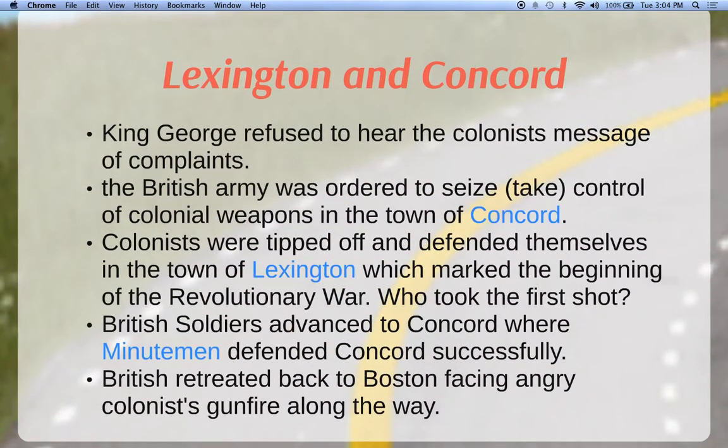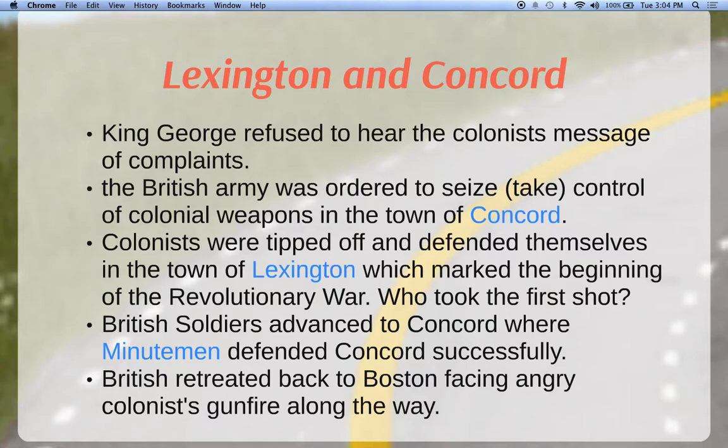Then we see fighting happen. King George basically refuses to see the complaints. The British Army is ordered to go take control of these weapons in a town called Concord. And basically it's like an armory. It's where they store all the weapons in this particular town. Why they chose that town, not sure. But nonetheless, they're headed to Concord to take the colonists' guns. Basically, the colonists had their own spies. They were tipped off. And this is where we hear the famous saying, the British are coming, by people like Paul Revere and others. Really, this is the beginning of the Revolutionary War.